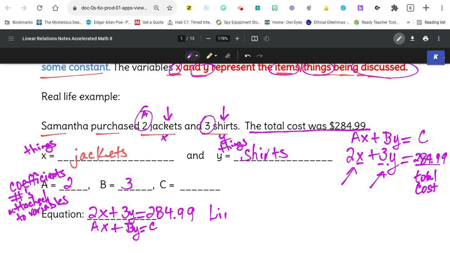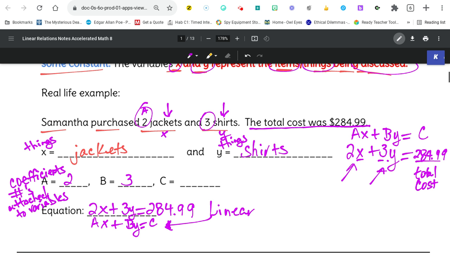And this is linear, okay? It's in the form AX plus BY equals C, so it's a linear equation. And I know what X and Y are, and I know A and B are the numbers associated with X and with Y. And C is just that number that it totals up to be.